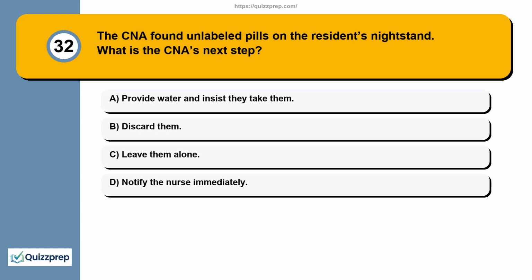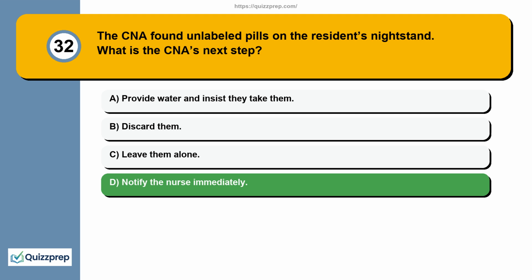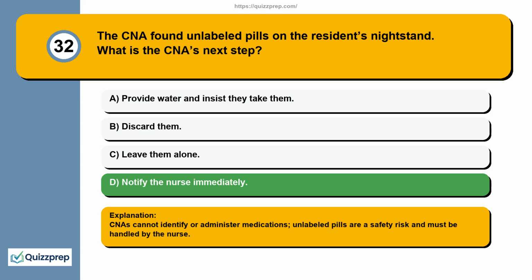Question 32. The CNA found unlabeled pills on the resident's nightstand. What is the CNA's next step? Provide water and insist they take them. Discard them. Leave them alone. Notify the nurse immediately. CNAs cannot identify or administer medications. Unlabeled pills are a safety risk and must be handled by the nurse.